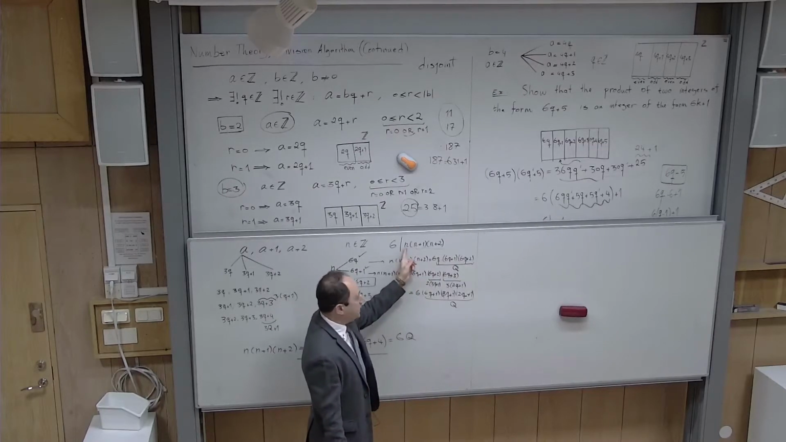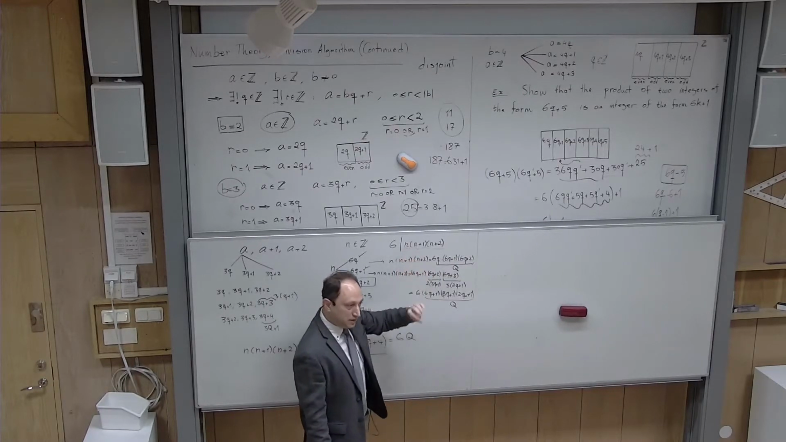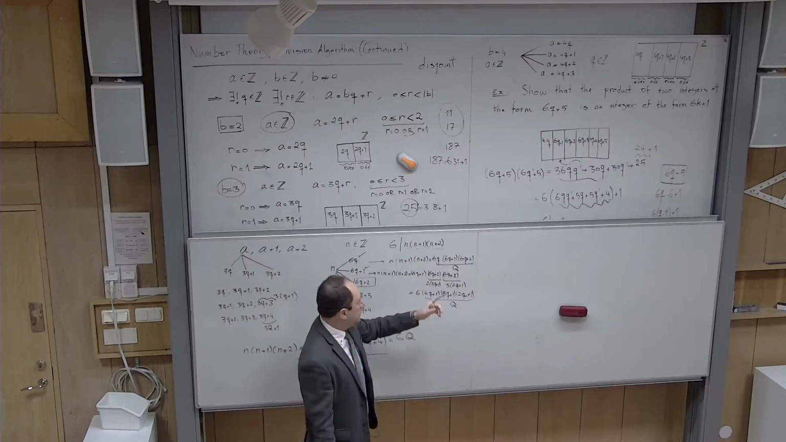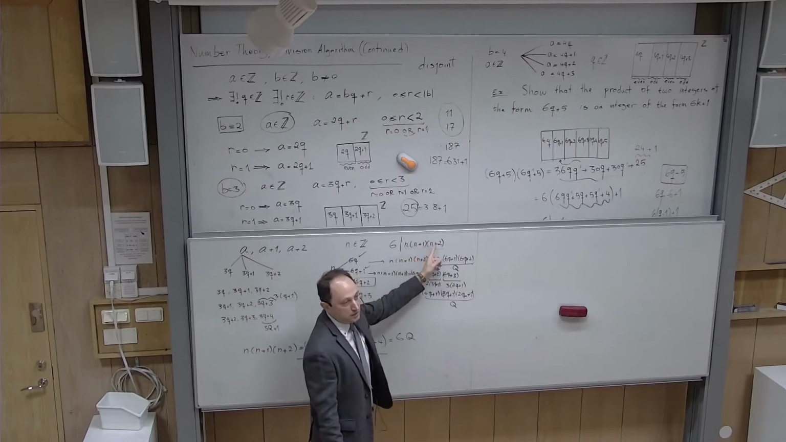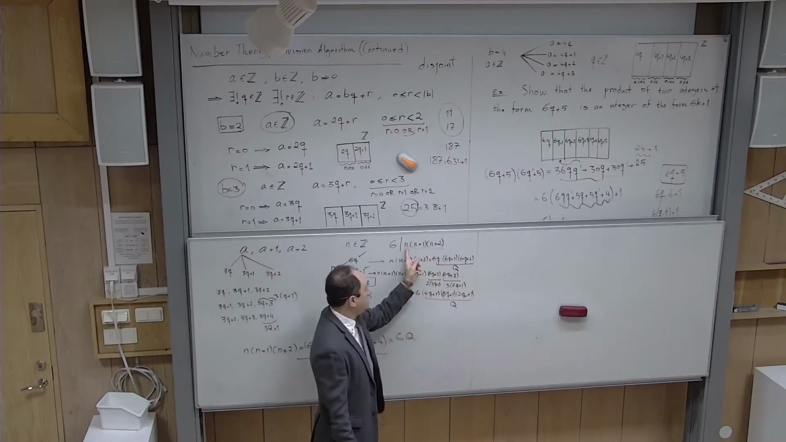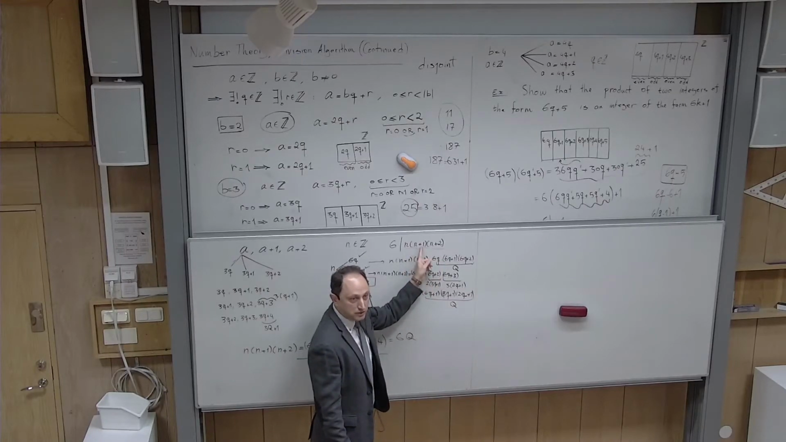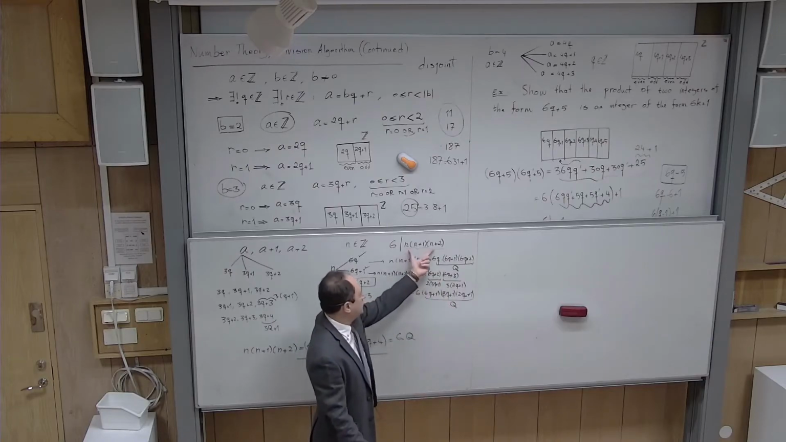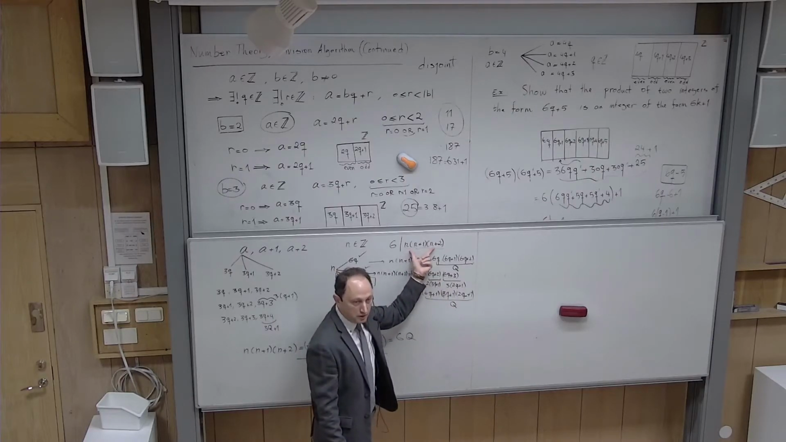Because n is a number, it is either even or odd. If n is even, the whole combination is even, and it is divisible by 2. If n is odd, the next one is even, and the combination is even. So as simple as that. I showed that this is always divisible by 2.